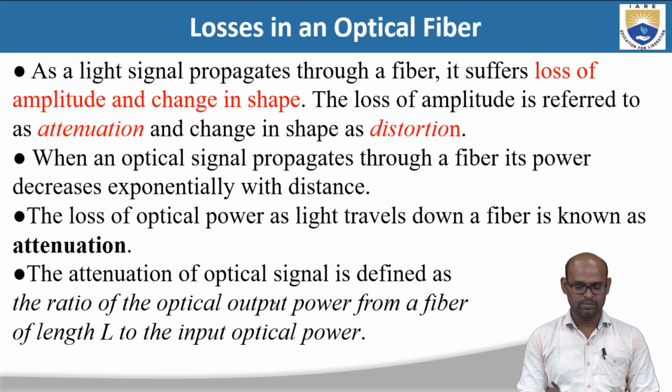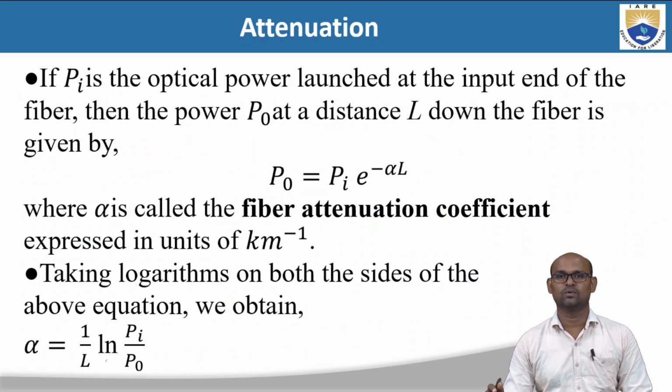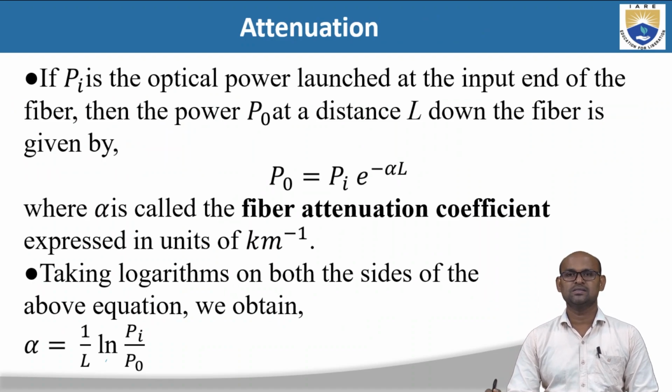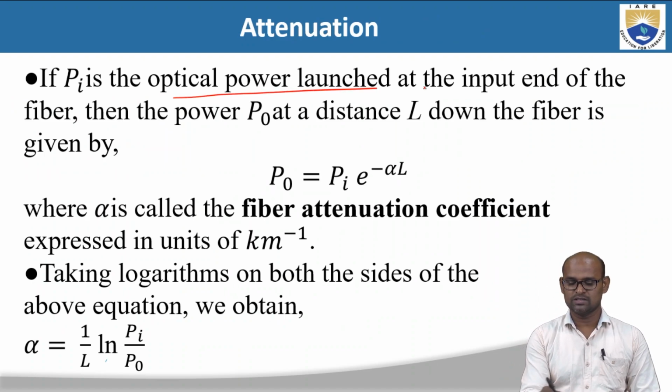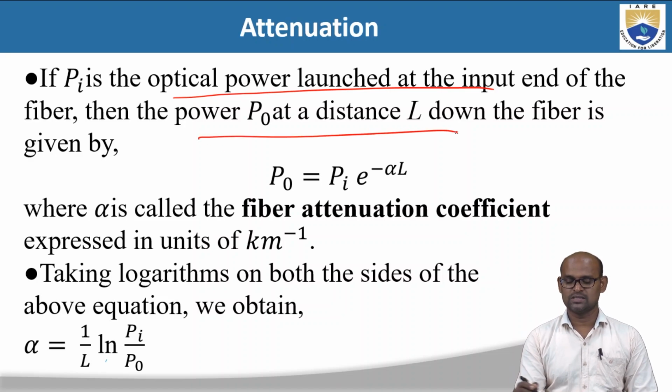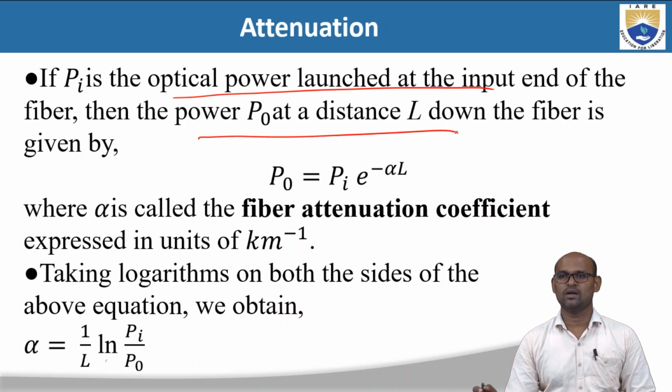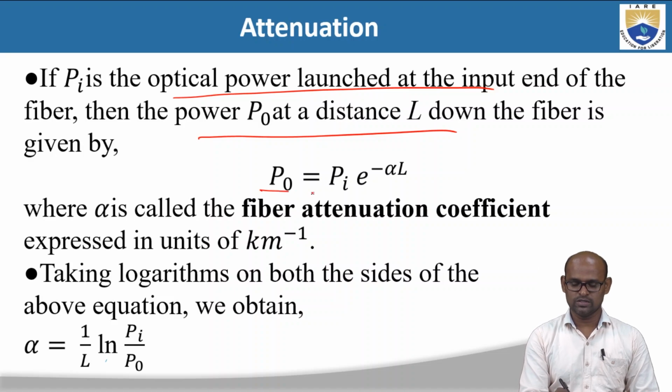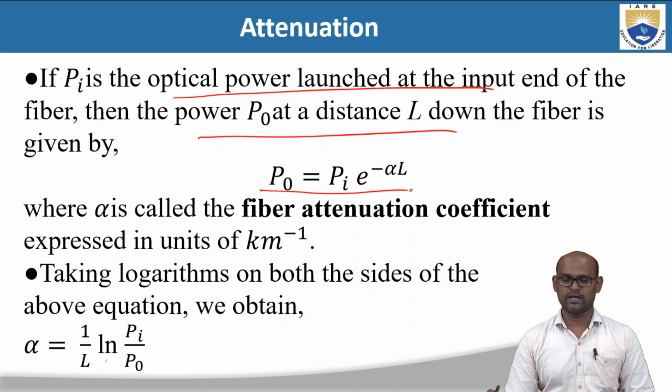Attenuation can be defined as a ratio of output power of the signal to the input power of the signal that travels along the length. So if Pi is the input power that is launched at the end of the fiber, then PO is the output that is received at the other end of the fiber, then PO is equal to Pi into exponential minus alpha L.